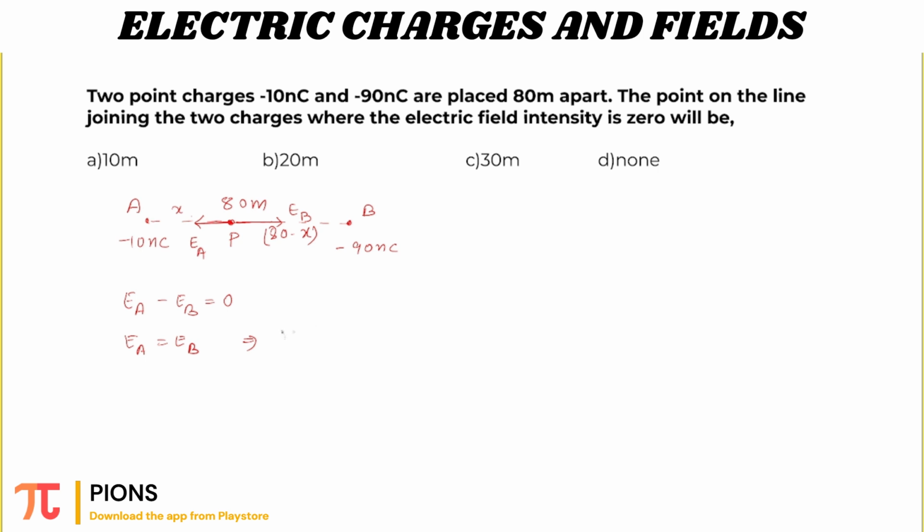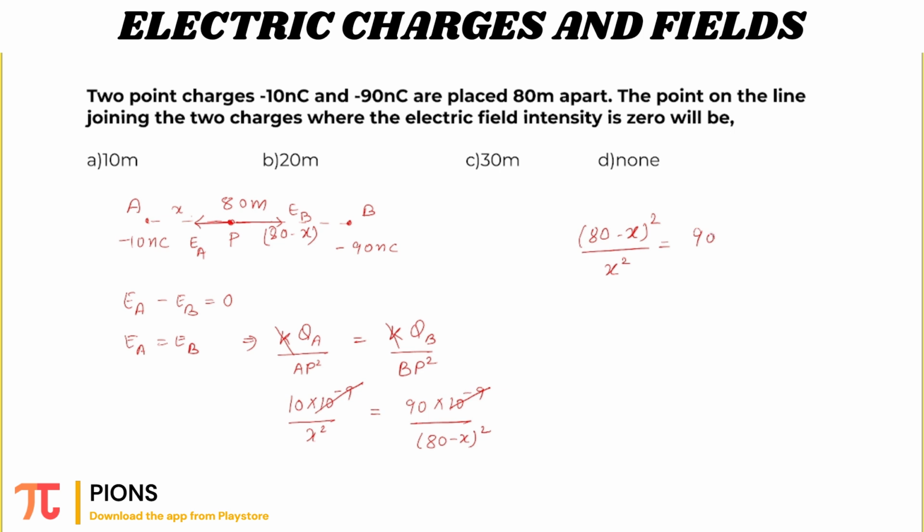And that implies EA is nothing but K times charge on A upon separation AP squared. That must be equal to K times charge on B over BP squared. K and K get cancelled over here. QA, the charge on A, is 10 into 10 to the power minus 9 upon AP, which is x squared. That must be equal to 90 into 10 to the power minus 9 divided by (80 minus x) whole squared. Let's cancel this with this, and cross multiplying we get (80 minus x) whole squared divided by x squared equal to 90 over 10.